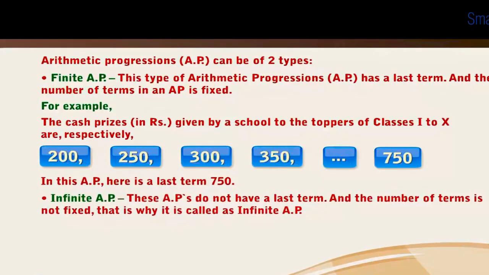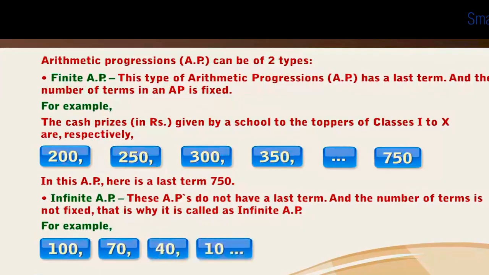Infinite AP. These APs do not have a last term, and the number of terms is not fixed. That is why it is called an infinite AP. For example, 100, 70, 40, 10 and so on. In this AP, there is no last term.